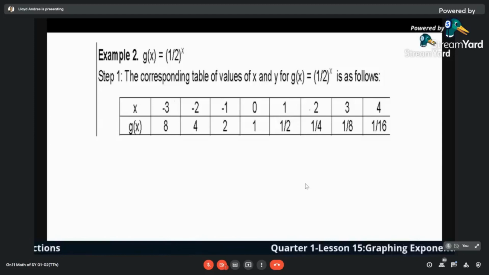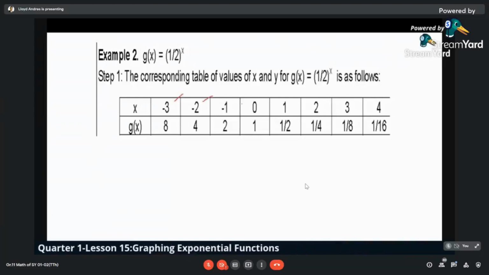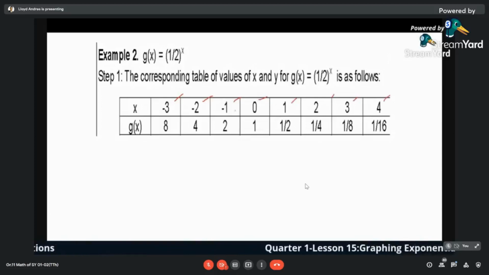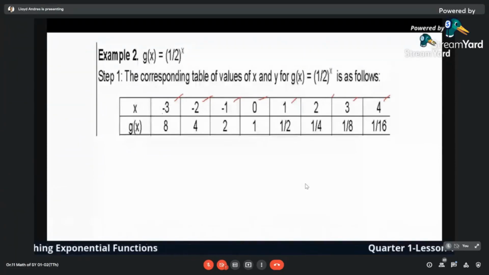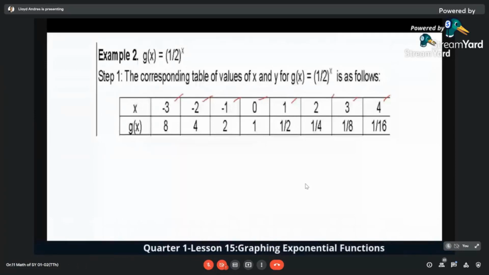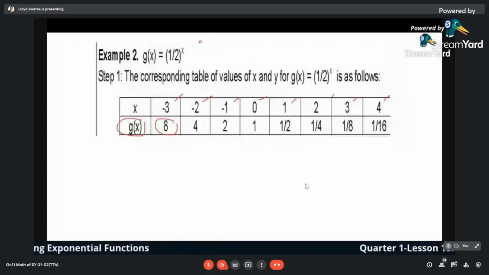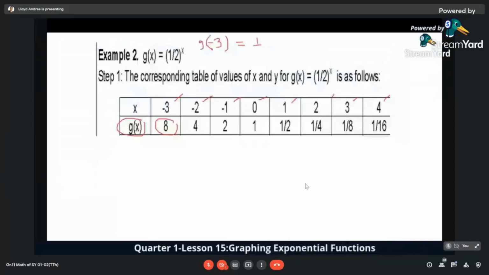Here, it starts at negative 3, negative 2, negative 1, 0, 1, 2, 3, and 4. It depends on you. But preferably include 0, the positives and the negatives. The more values, the better, so you can see the shape of the graph. Then, since we have the x values, you now solve for g of x. Because we are solving g of negative 3, and since g of x is 1/2 raised to x, g of negative 3 is 1/2 raised to negative 3.